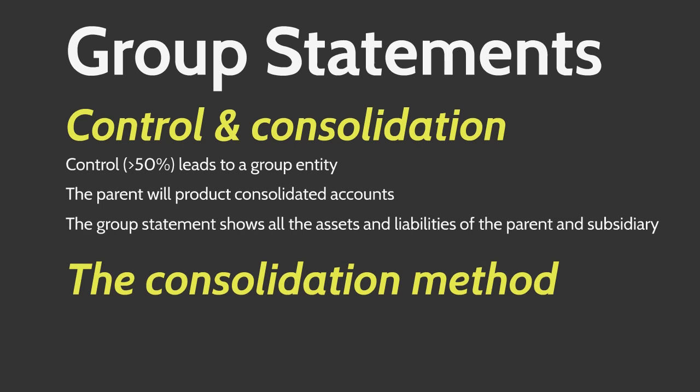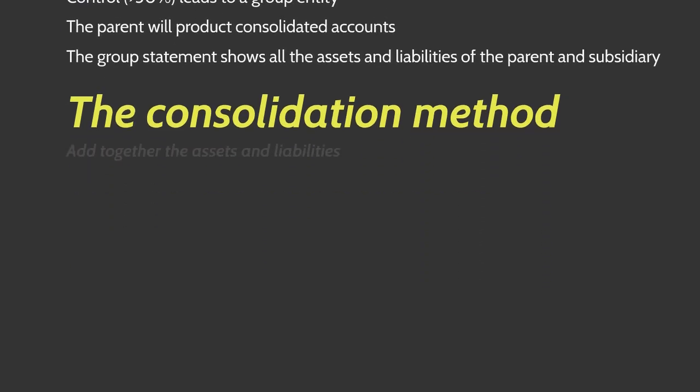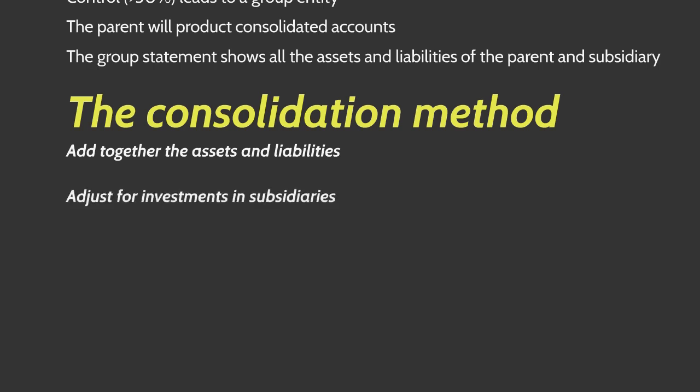Let's take a look at the consolidation method. So the idea here is in three general areas when we're looking at consolidation. And the first thing is that we're adding together the assets and the liabilities of the parent and the subsidiary, and that's going to give us the group. Now, it's not going to be as simple as literally adding together assets and liabilities.